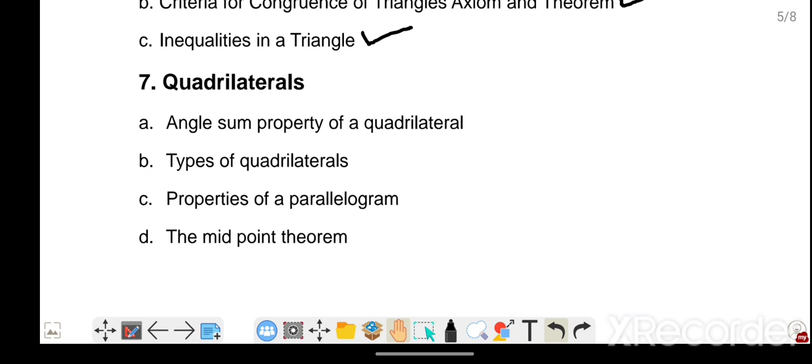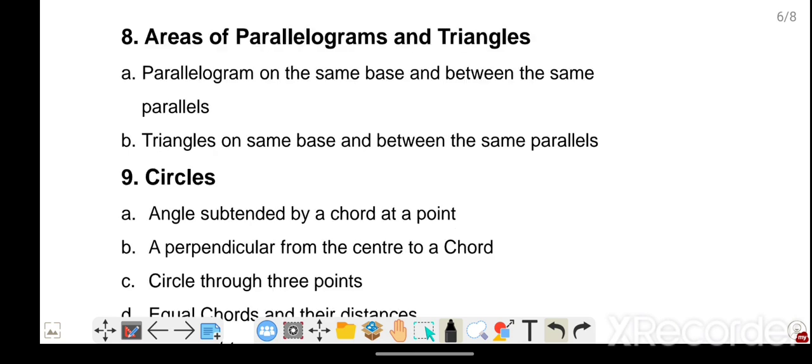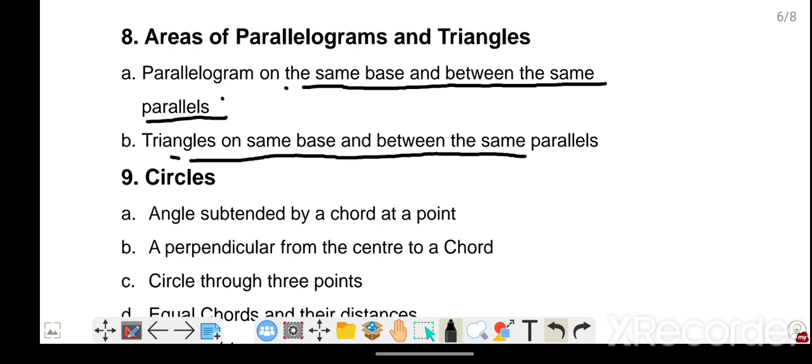Next one is quadrilaterals. Angle sum property of a quadrilateral, types of quadrilaterals, properties of a parallelogram, the midpoint theorem. Next one is areas of parallelograms and triangles. In this we will study parallelogram on the same base and between the same parallels, triangle on the same base and between the same parallels.